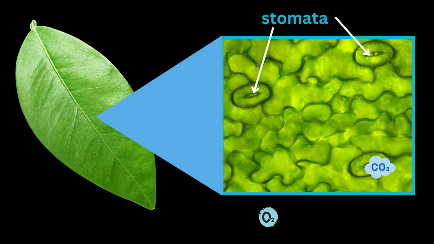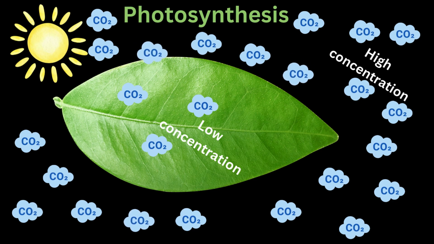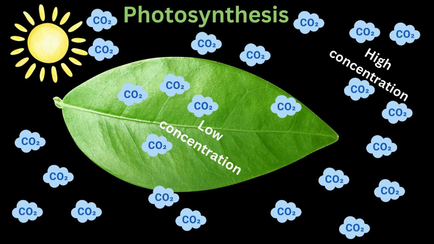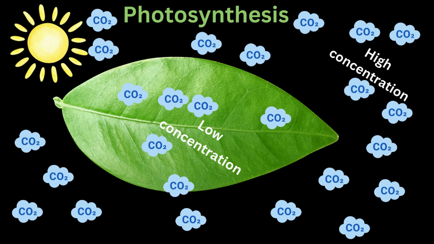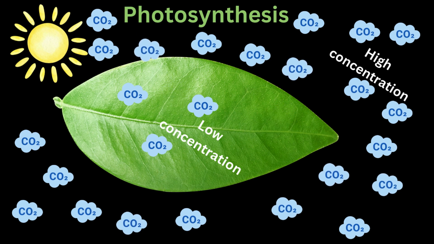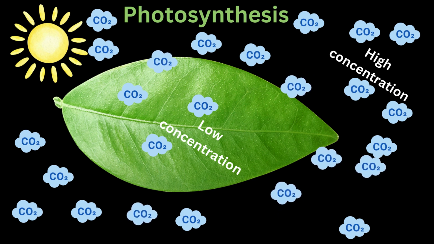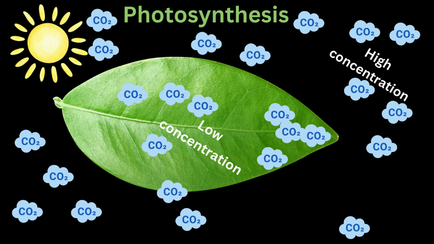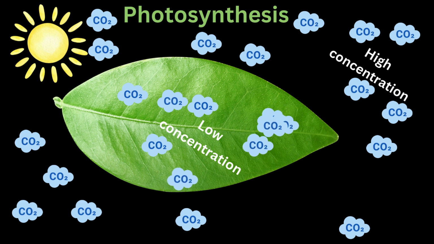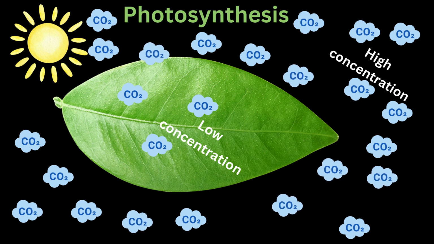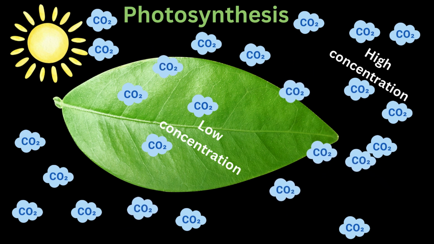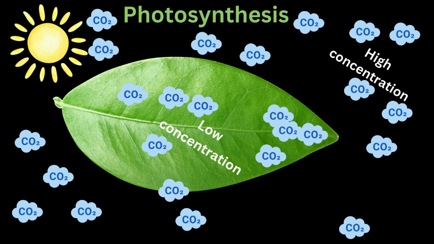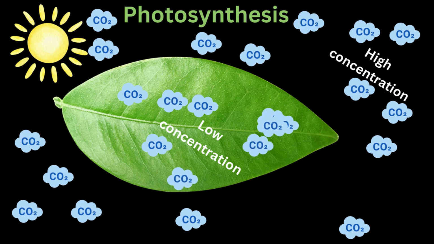Here's how diffusion happens. In the presence of sunlight, chloroplasts in leaf cells use carbon dioxide and water to produce glucose and oxygen. The concentration of carbon dioxide inside the leaf decreases as it is used in photosynthesis, creating a concentration gradient. Carbon dioxide from the air diffuses into the leaf through open stomata, moving from a region of higher concentration in the air to lower concentration inside the leaf.